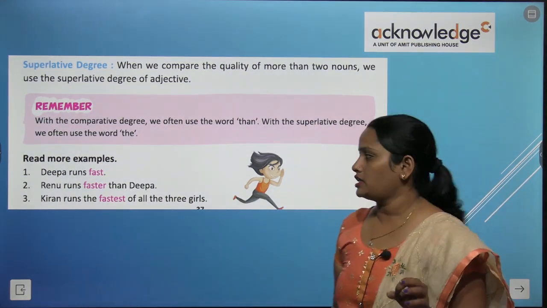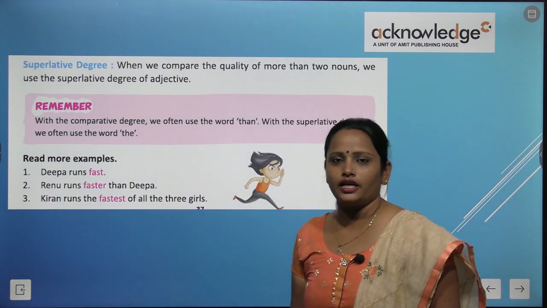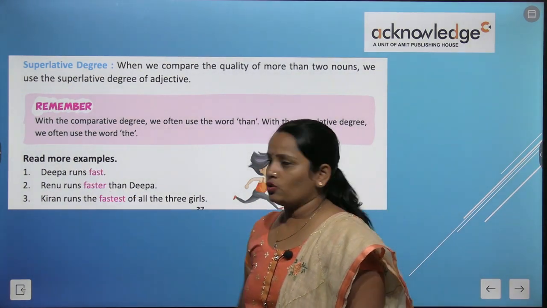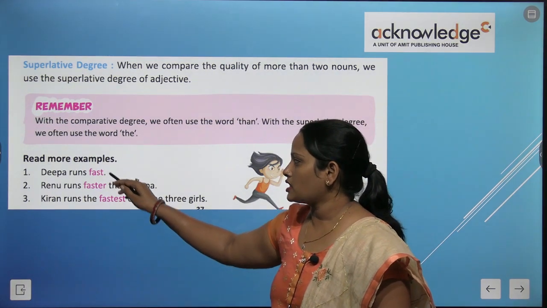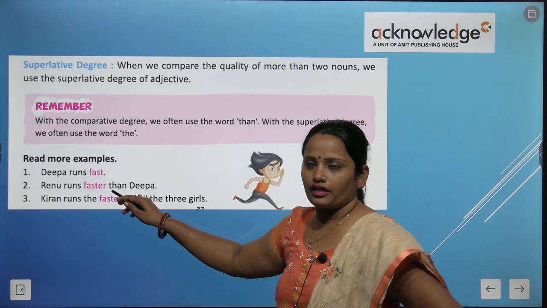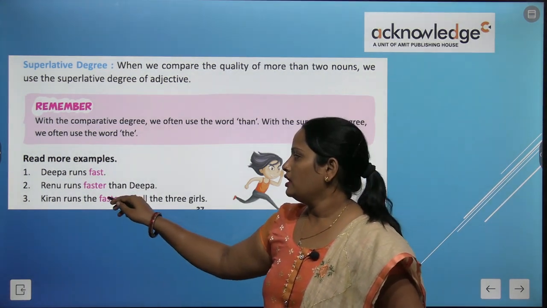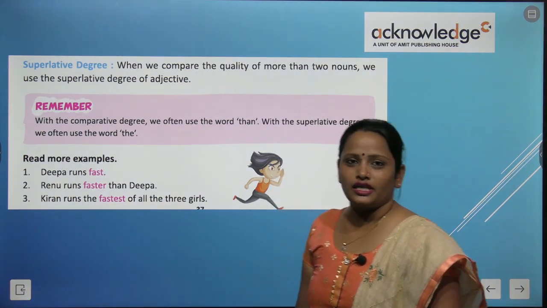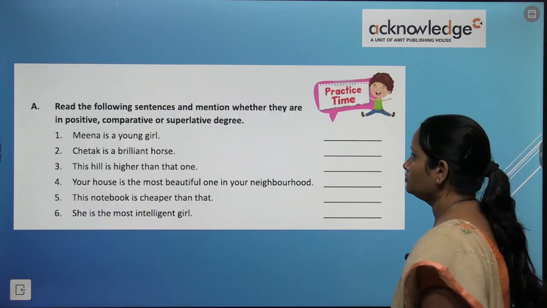Kiran runs the fastest of the three girls. तो तीन गर्ल्स की बात हो रही है, उसमें किरण एक थर्ड गर्ल आ गई जो कि दीपा और रेनू से भी तेज रन करती है. So हमने यहाँ पे फास्ट का फास्टर बनाया था कंपैरेटिव में और सुपरलेटिव में हमने EST लगा दिया. And in the superlative degree again we are using the. The का यूज किया है.